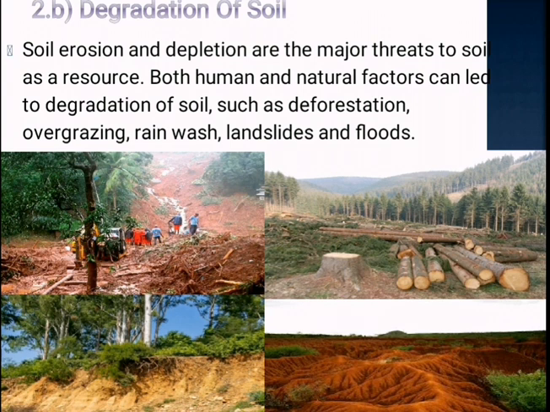Next is degradation of soil. Soil erosion and depletion are the major threat to soil as a result. Both human and natural factors can lead to the degradation of soil, such as deforestation, overgrazing, rainwash, landslide, and flood. We are familiar with all these things. Since the last 2 or 3 years, we are suffering all these things in our surroundings.